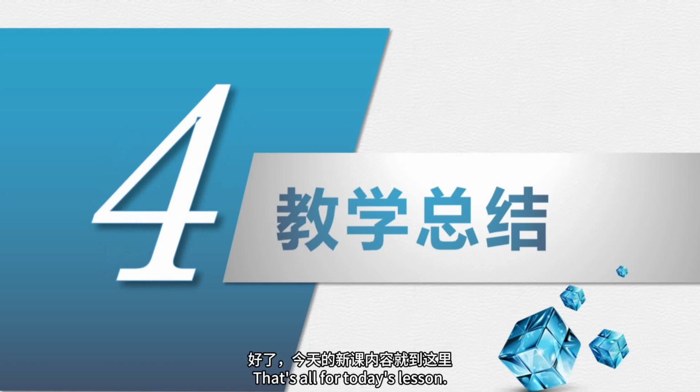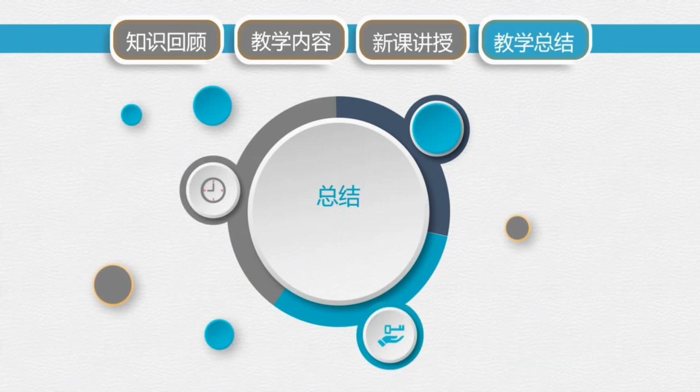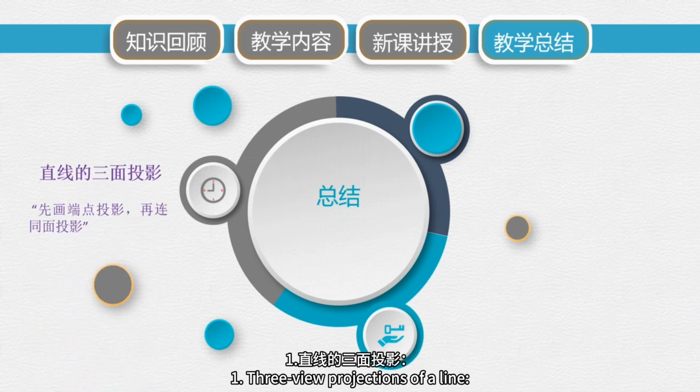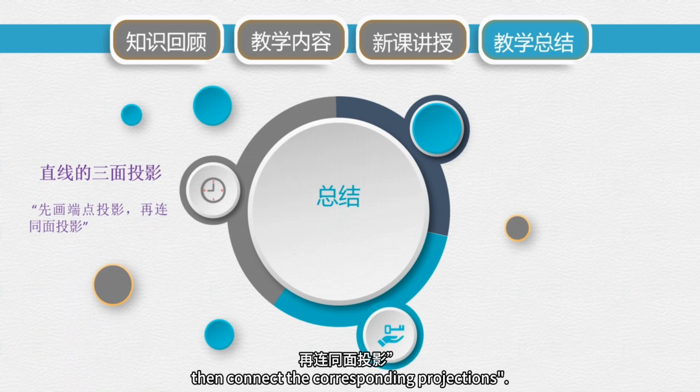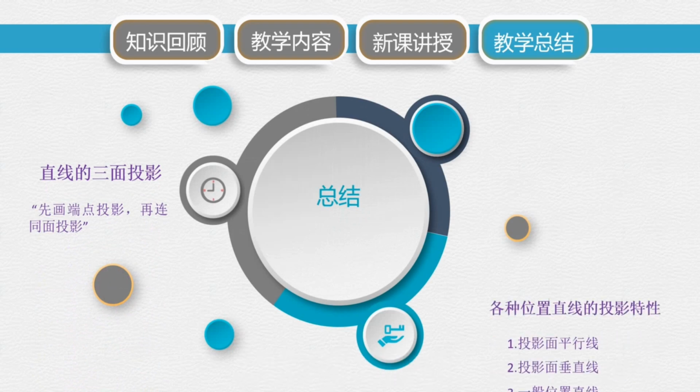Fourth, summary. That's all for today's lesson. Let us review the key points of this lesson. Please sketch the outline in your notebook. First, three view projections of a line. The core method is to project the endpoints first, then connect the corresponding projections. For a perpendicular line, one view degenerates to a point.